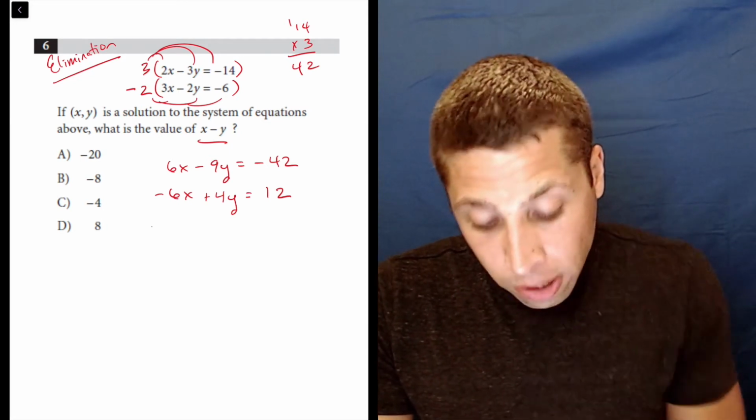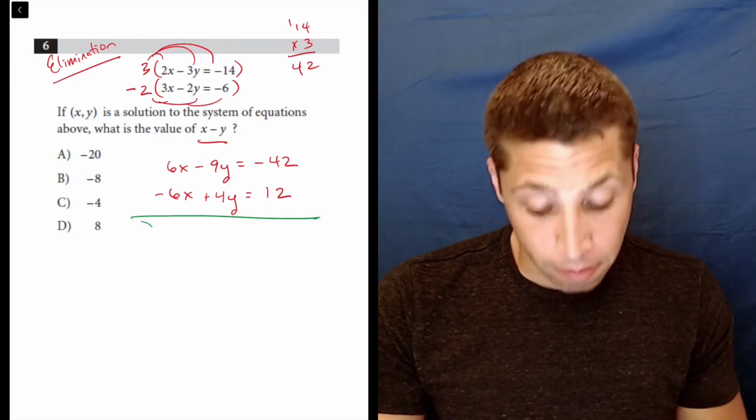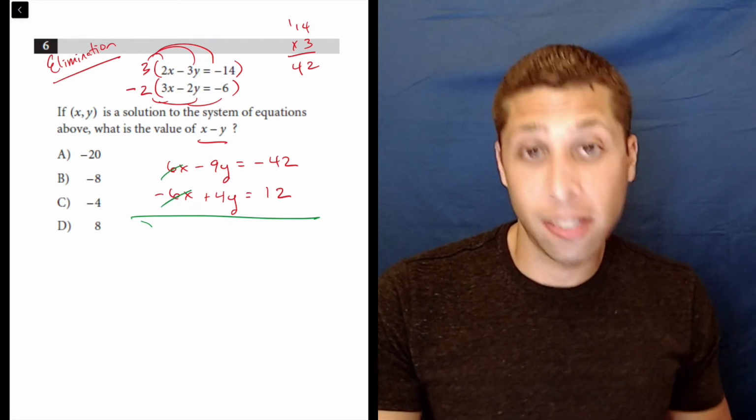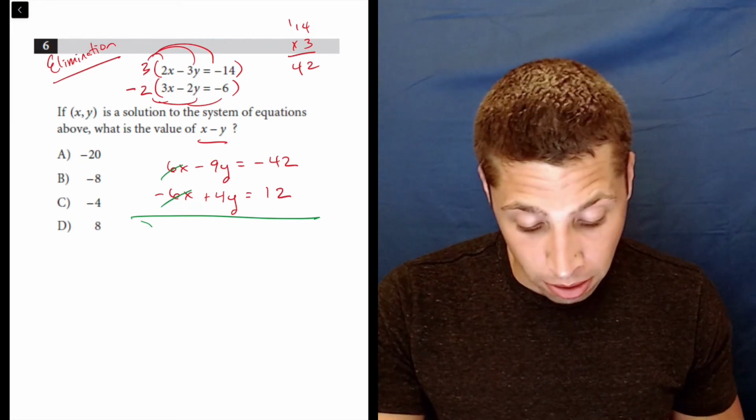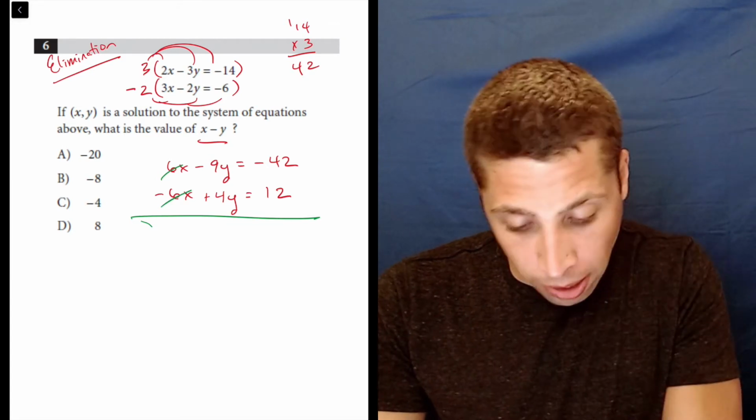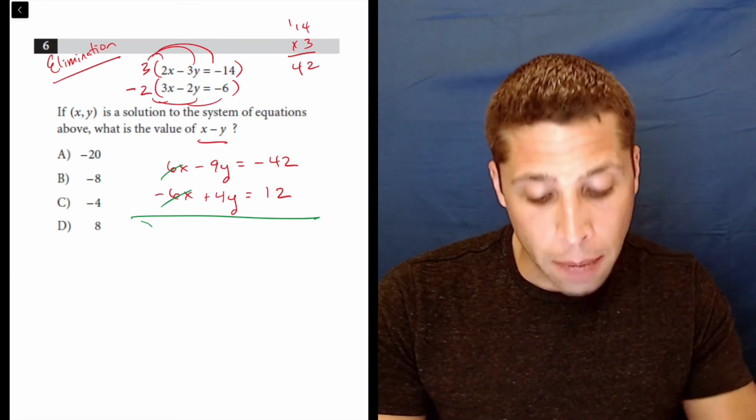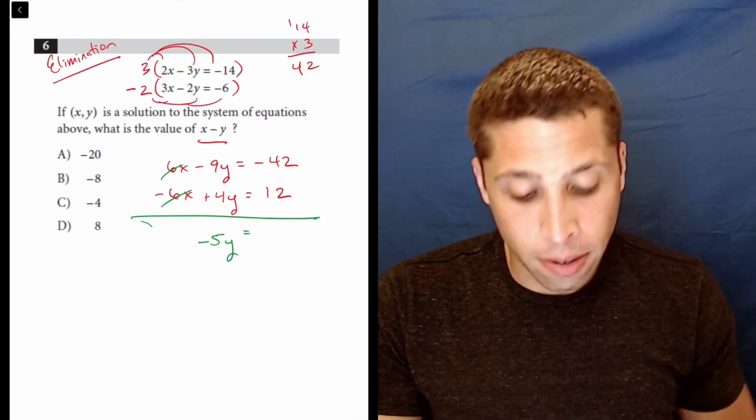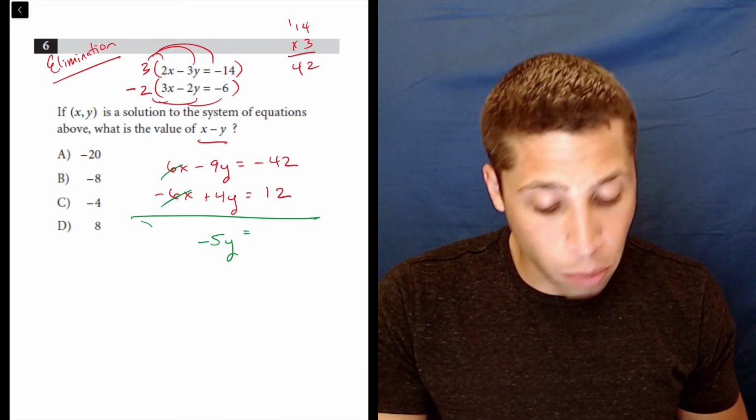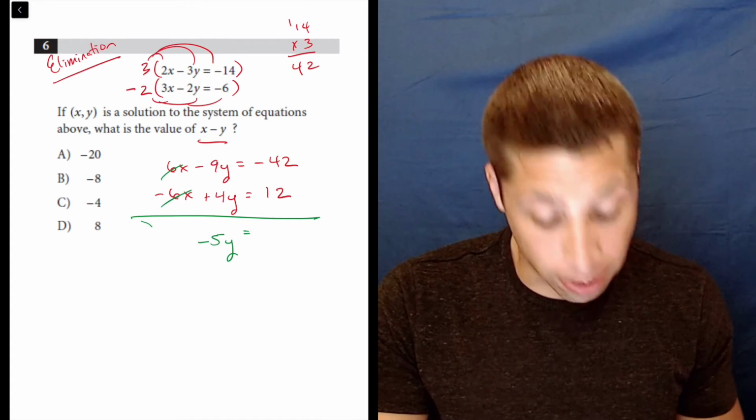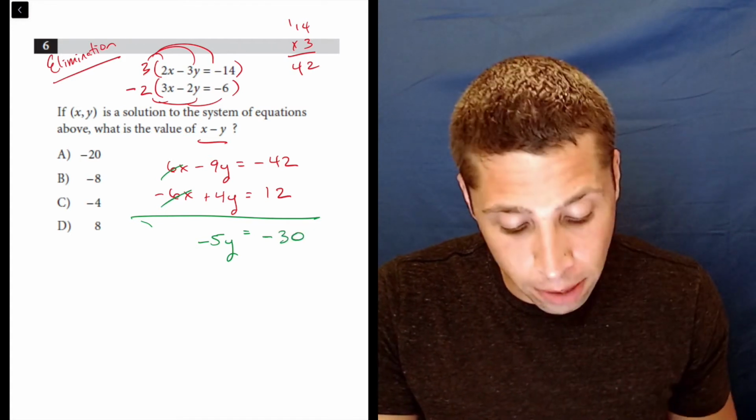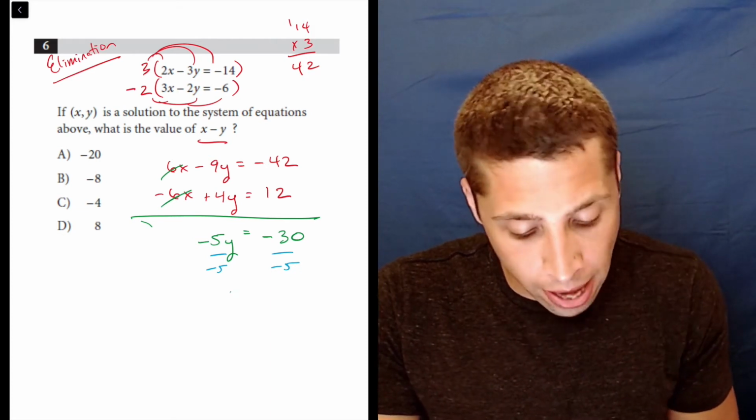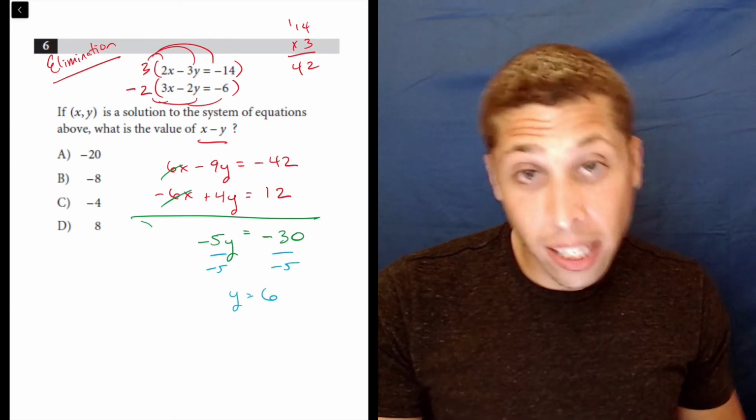And now we can just add these two equations together, and 6x minus 6x cancels out, getting rid of all of our x's. That's what we want. That's a good situation. But we still have stuff left over, right? So we have negative 9y plus 4y, that's negative 5y. And then negative 42 plus 12, it's the same as 12 minus 42. Either way, you get negative 30. And then we can easily solve for y by dividing by negative 5. We get y is equal to 6.